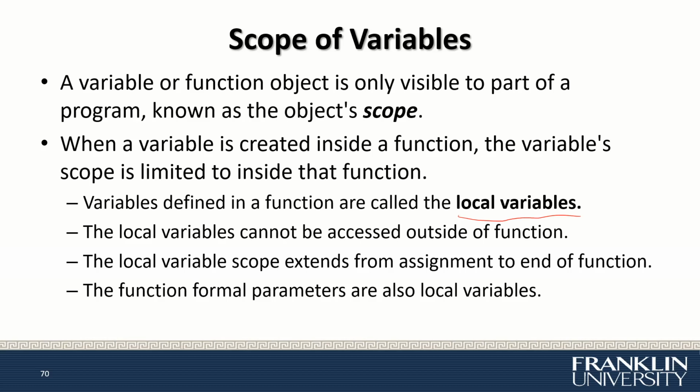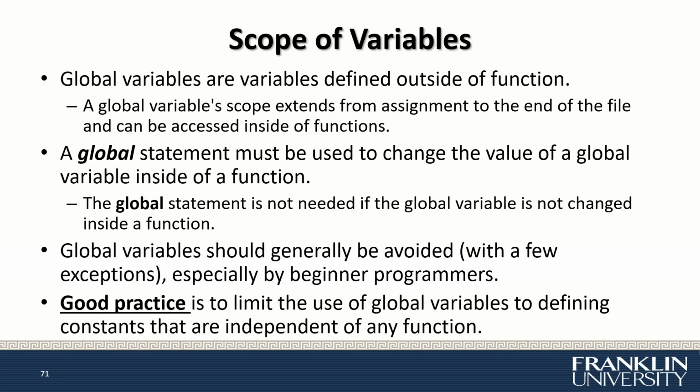And once the function terminates, all the local variables go out of scope, meaning all the local variables for that function are gone from memory. Local variables include the formal parameters. Global variables are variables defined outside the function. So it's very easy to distinguish between local and global. Local means inside the function. Global means outside the function.